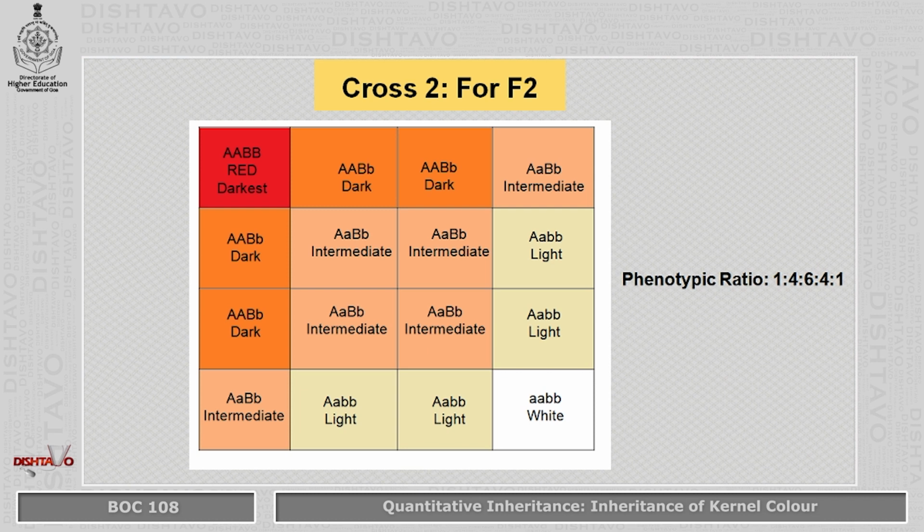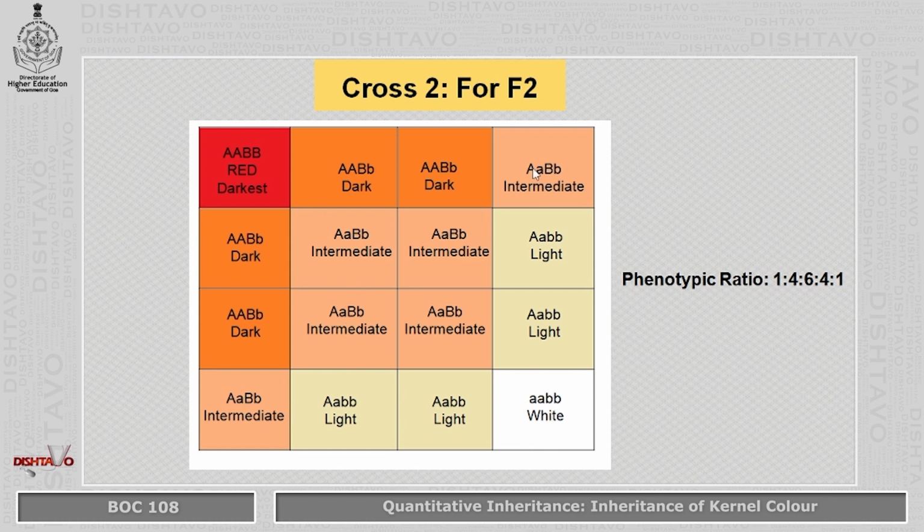Now, the other colors which are observed: you observe dark red, which has three capital alleles, which is dark red in color. Then you observe a color which is intermediate red, which has two capital alleles. Next, you observe that there is a light color which has just one capital allele. And then finally, the white.